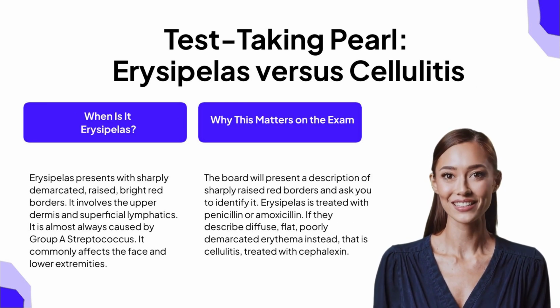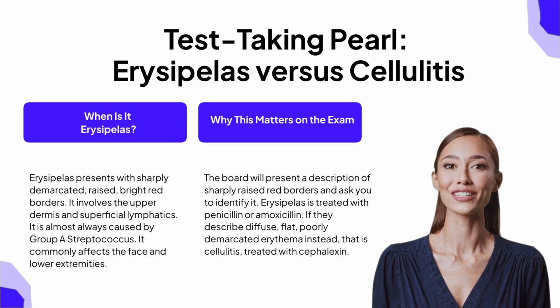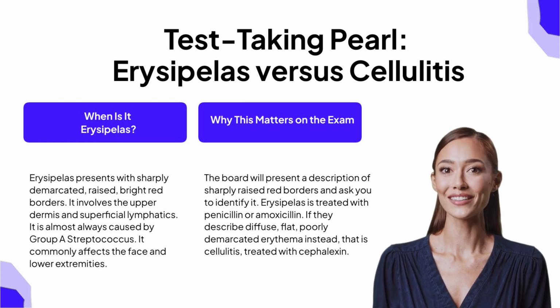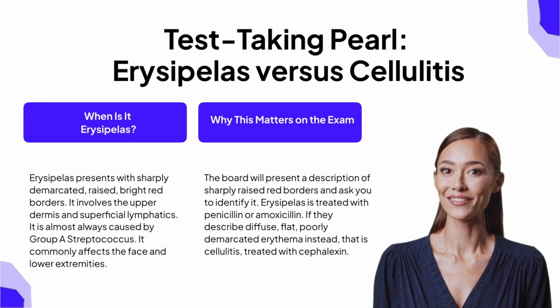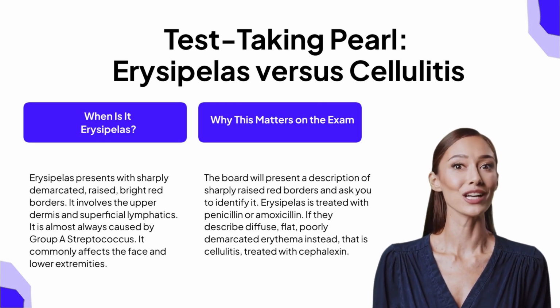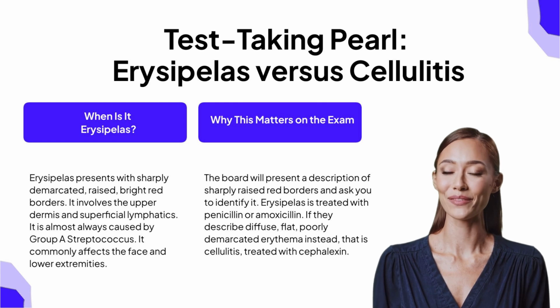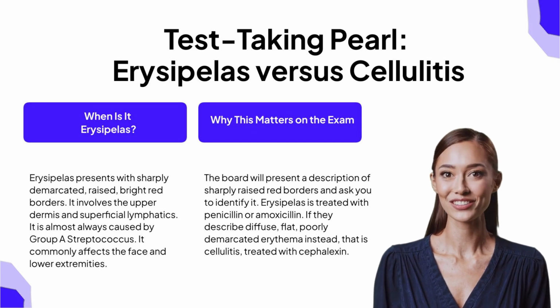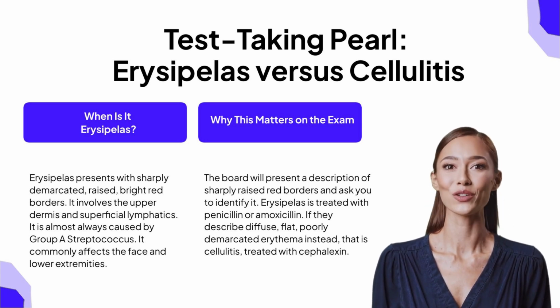Here is an important test-taking pearl. The board loves to test the distinction between erysipelas and cellulitis, and many students get these confused. Erysipelas presents with sharply demarcated, raised, bright red borders. It involves the epidermis and superficial lymphatics, and it is almost always caused by group A streptococcus. It commonly affects the face and lower extremities.